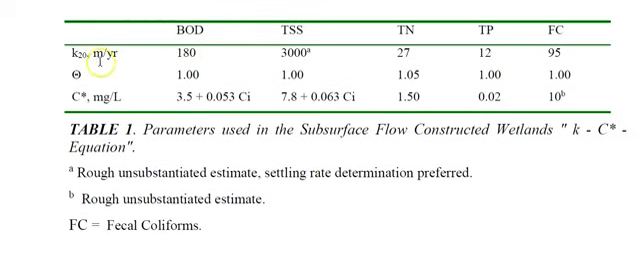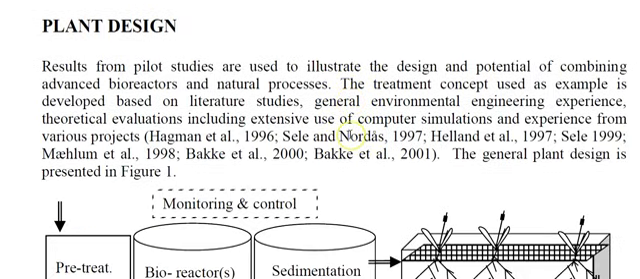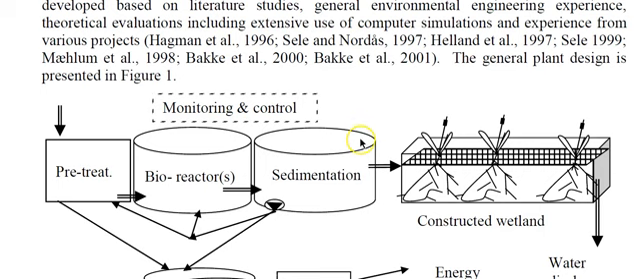The typically required, recommended coefficients at 20 degrees for BOD, suspended solids, nitrogen, phosphorus, and fecal coliform removal are given in this table. We're not going into that yet, but then if we look at how high-tech and low-tech can be combined, the main steps will typically look like this.